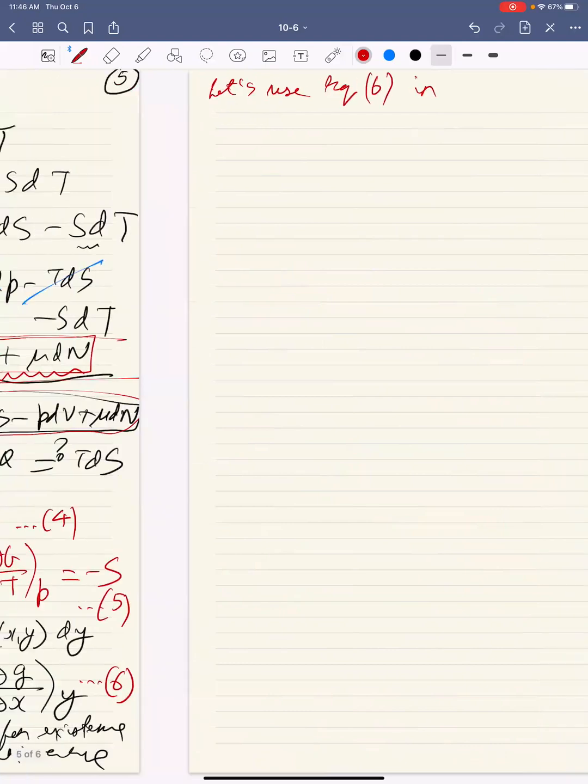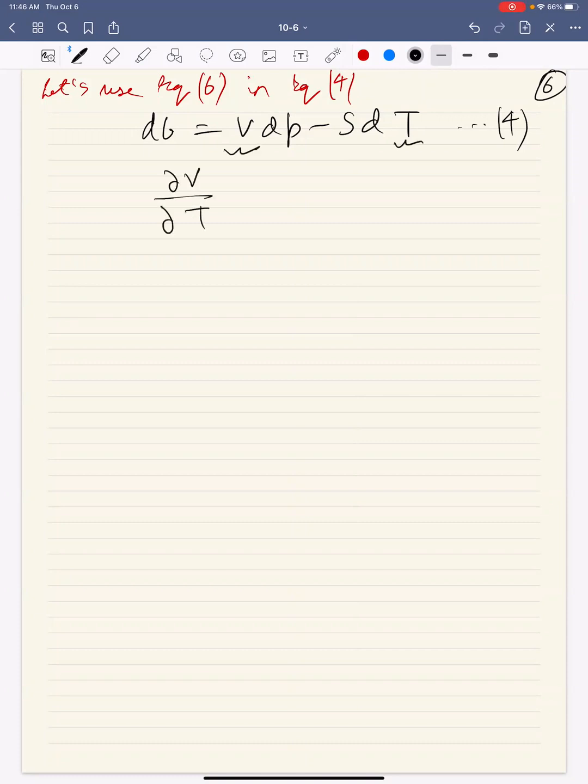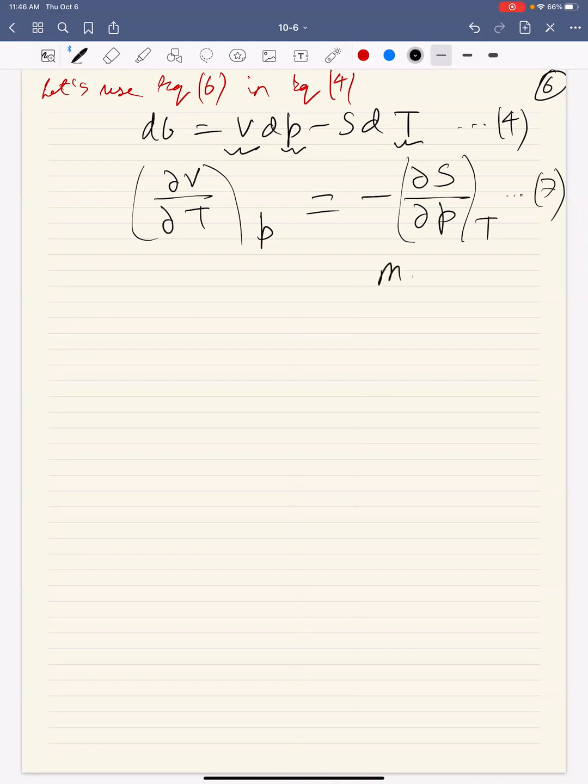So let's use equation 6 in equation 4, which is dG. Just to remind you, equation 4, which is dG, is equal to VdP minus SdT. That was equation 4, and equation 6 is over there. So let's do that. What will we get? We will get partial V by partial temperature at constant P is equal to minus partial S by partial P at constant temperature. This is equation 7, and this is a Maxwell relation.